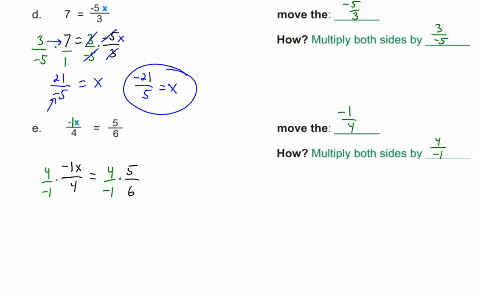Okay, so in this one, the negative 1's divide out, good. The 4's divide out, good. I'm left just with x.